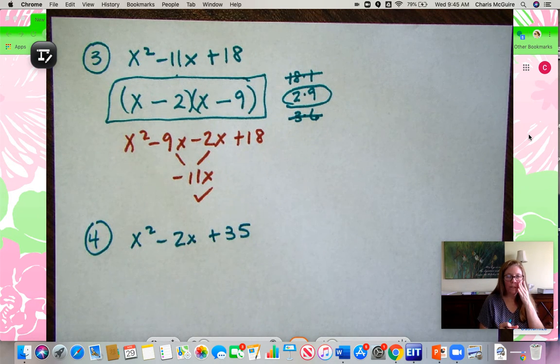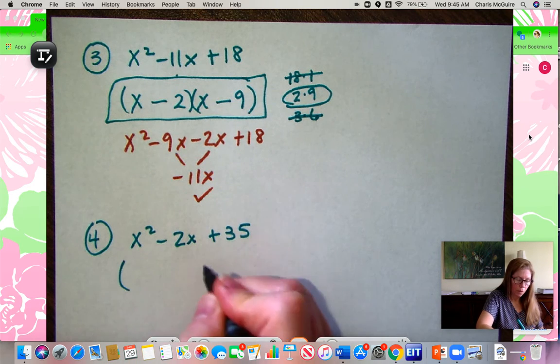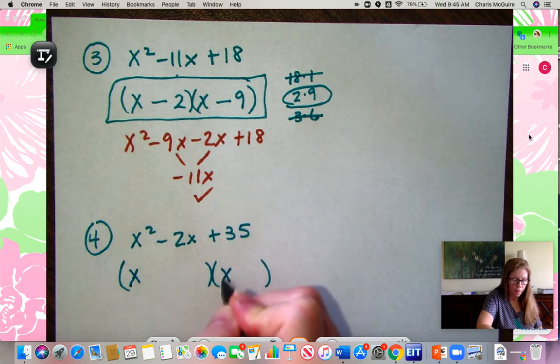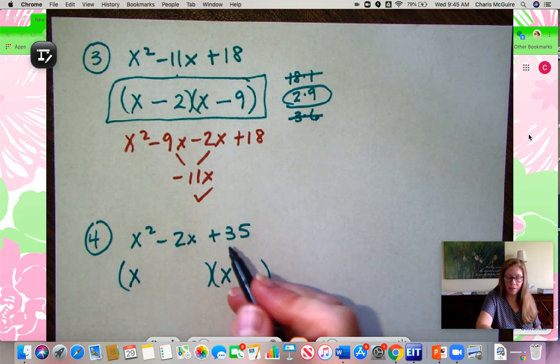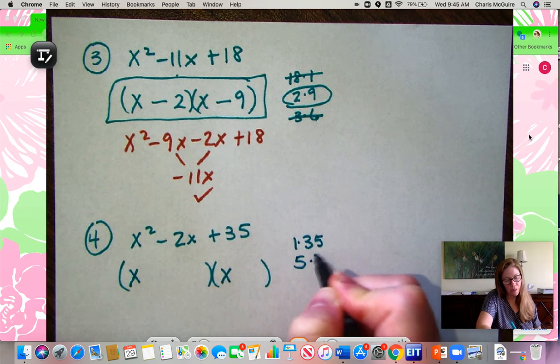Alrighty, hopefully you have written down x minus 7 times x plus 5, or you could reverse it. It's okay if you wrote x plus 5 times x minus 7. It's the same thing. So no GCF, double parentheses. X squared is x times x. 35, we could do 1 times 35 or 5 times 7.